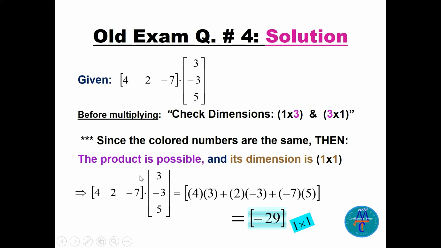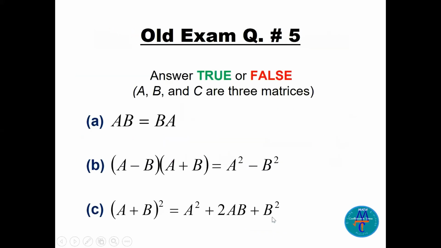So I multiply 4 times 3, and then I will add 2 times minus 3, I will add minus 7 times 5. So this is one number here. See, that's 12 minus 6 minus 35. One number in the matrix, 1 by 1. So the answer is minus 29 as in matrix.